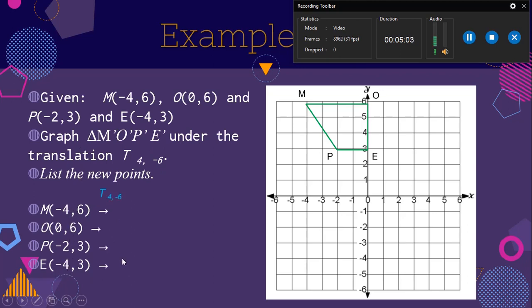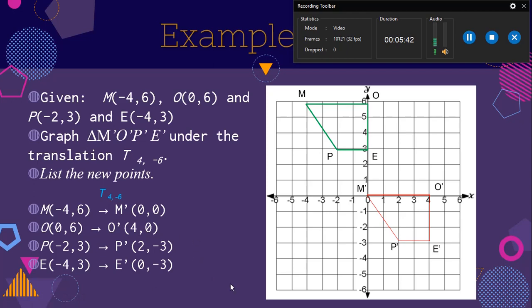I'm going to set up my mapping and my rule. And again, it's going to be -4 plus 4 and 6 minus 6. So it looks like M prime is going to be at 0, 0. So for O prime, we're going to add 4 to x, subtract 6 from y. We'll do the same with P. So -2 plus 4 and 3 minus 6. And finally, -4 plus 4 and 3 minus 6. And again, I know the new location, so I'm going to go ahead and graph.